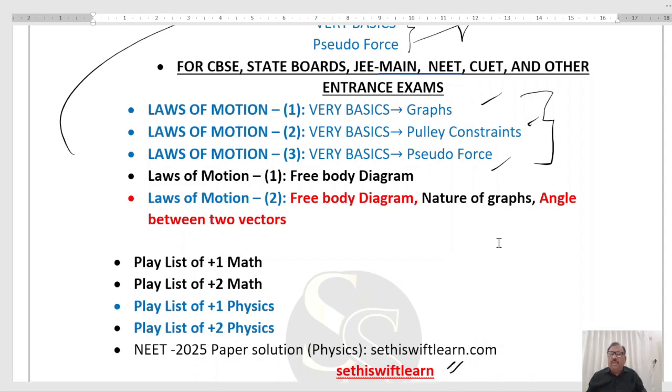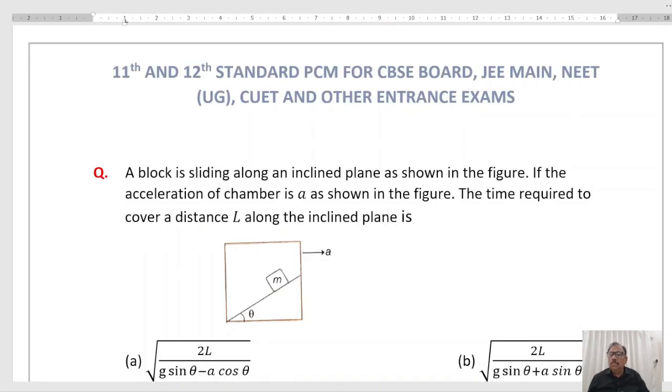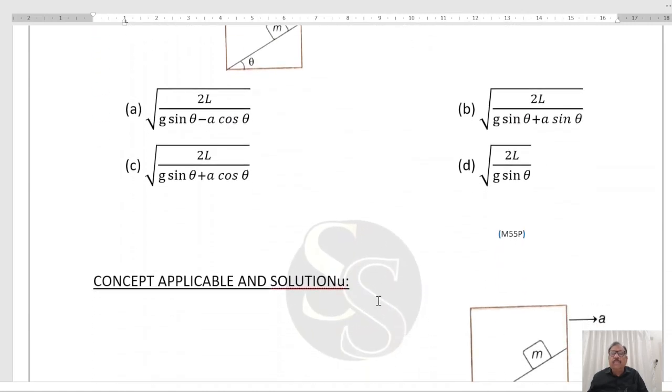Now let's start with the questions. Question is, a block is sliding along an inclined plane as shown in the figure. If the acceleration of the chamber is as shown in the figure, the time required to cover a distance L along the plane is. Four options are given to you. One of the options is correct, right?